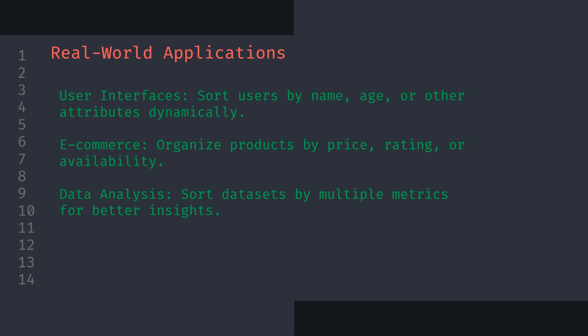This sorting function has diverse applications. User interfaces enhance the UX by allowing dynamic sorting of user lists. E-commerce sites help customers sort products by price, rating, or availability. Data analysis sorts complex datasets by multiple metrics to extract meaningful insights.